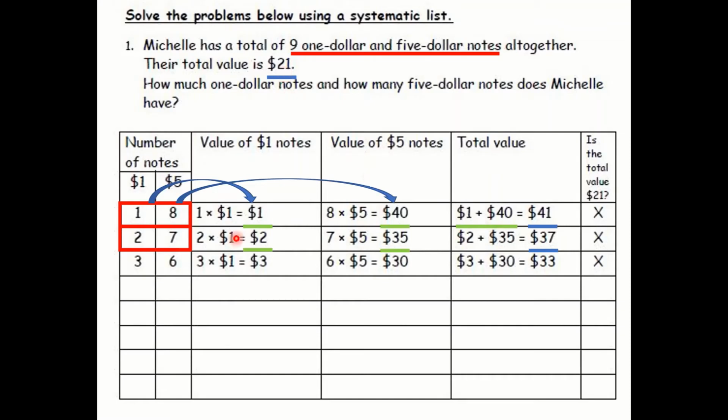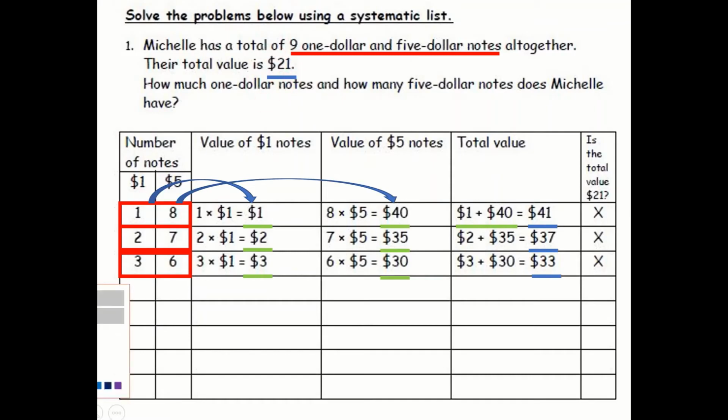Next one. Since 7 $5 notes does not work, we will decrease it to 6 $5 notes. If there are 6 $5 notes, altogether there must be 9 pieces. We take 9 minus 6 to get 3, which means we can only use 3 $1 notes. So let's find the value. 3 times $1 will give us $3, and 6 times $5 will give us $30. By adding the two values together, it will give us $33. Unfortunately, $33 is still not the total value that we are looking for, which is $21.